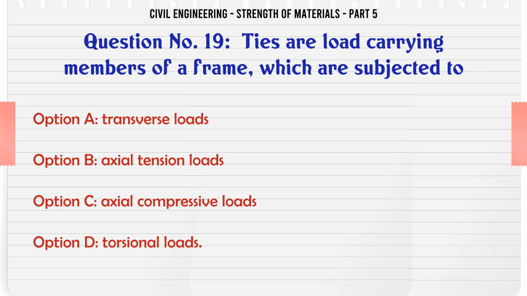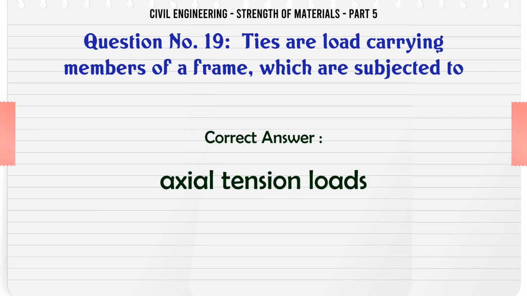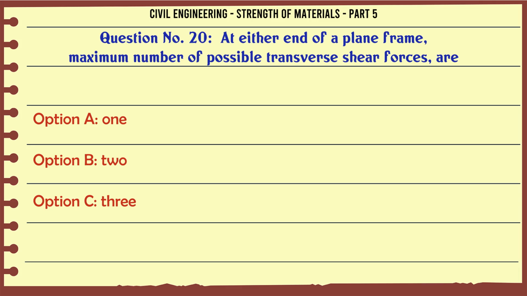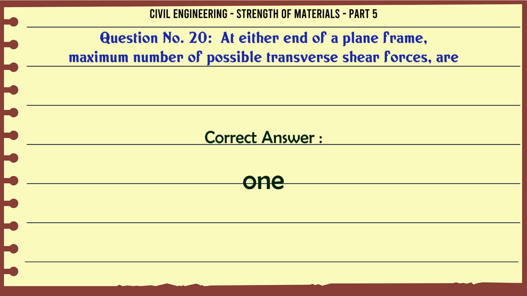Axial compressive loads, D. Torsional loads. The correct answer is axial tension loads. At either end of a plane frame, the maximum number of possible transverse shear forces are A. 1, B. 2, C. 3, D. 4. The correct answer is 1.